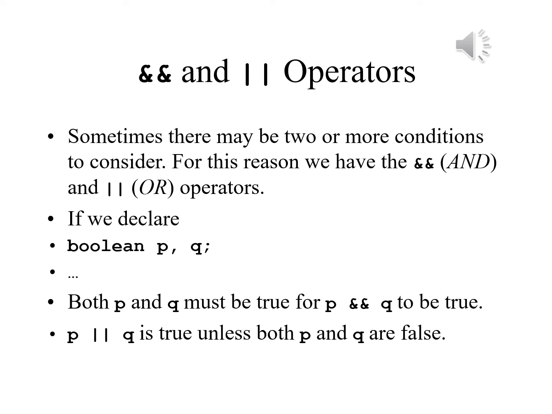If I were to declare two variables, P and Q, P and Q would only be true if both of them individually were true. P or Q would be true if either one of them is true, or if both of them are true. It would only be false if both were false.